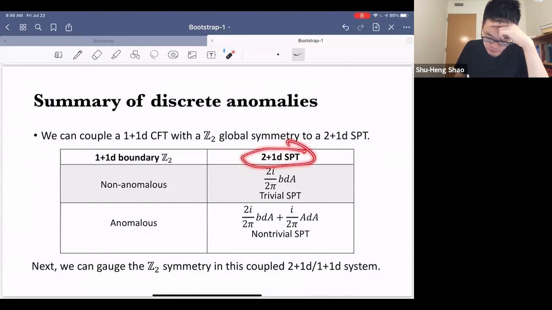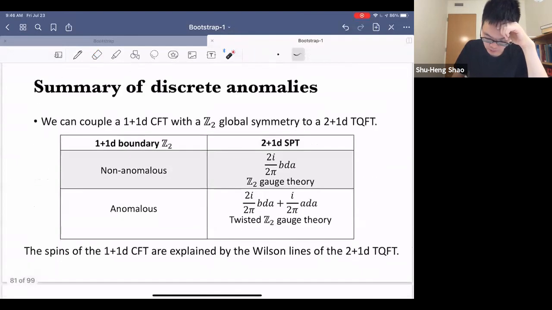The 2+1D SPT for the Z2 anomaly is given by this. And we can promote it to a TQFT, and we see that the spins of the 1+1D CFT can be explained by the Wilson lines of the 2+1D TQFT.